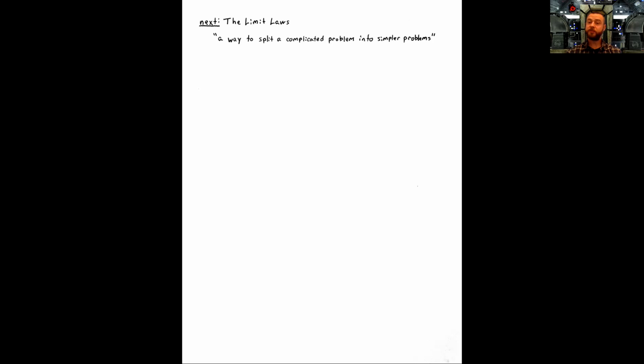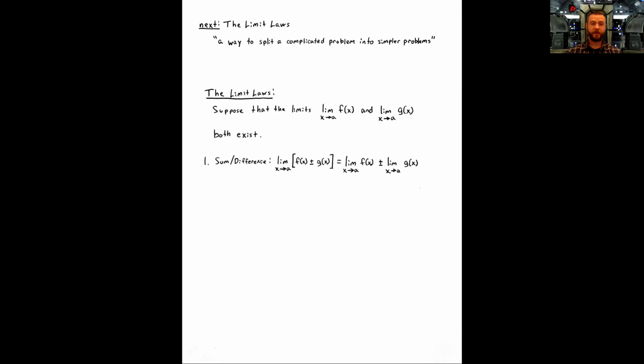All right, and that's what the limit laws will basically allow us to do. So let's go ahead and state what the limit laws are. We're going to have two functions here and two limits. Our two functions are f of x and g of x, and we have two limits: the limit as x approaches a of the function f, and the limit as x approaches a of g. We're going to assume both those limits exist.